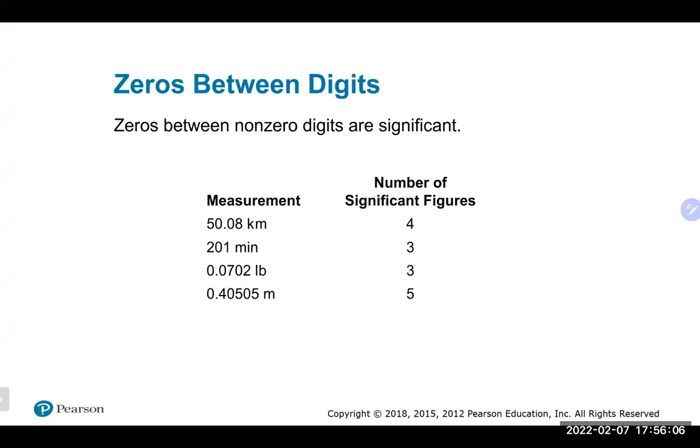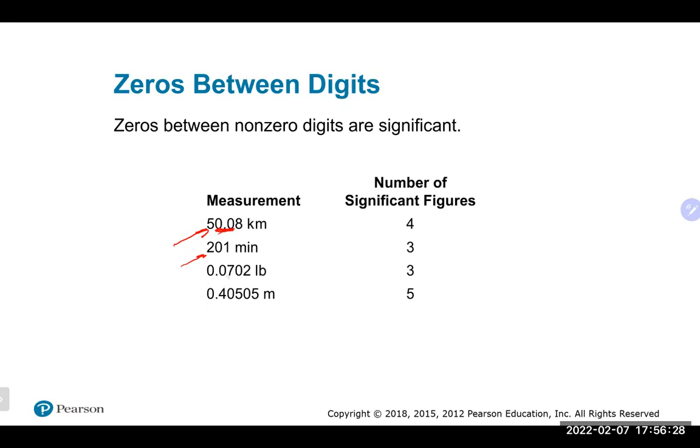Here are our zeros examples. Again, starting here, we would start counting up to 5. Zeros are trapped, which makes them significant. So all 4 of those guys are significant. Here, the 2 is where we start counting. The 0 in the middle, trapped, so it's significant. So all 3 of them would be significant.